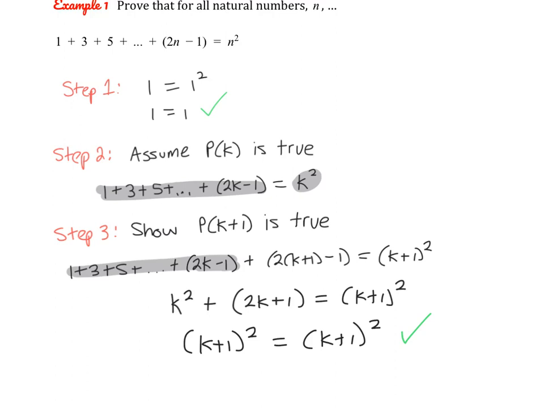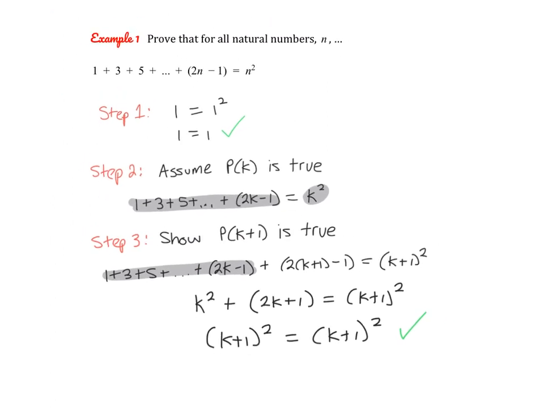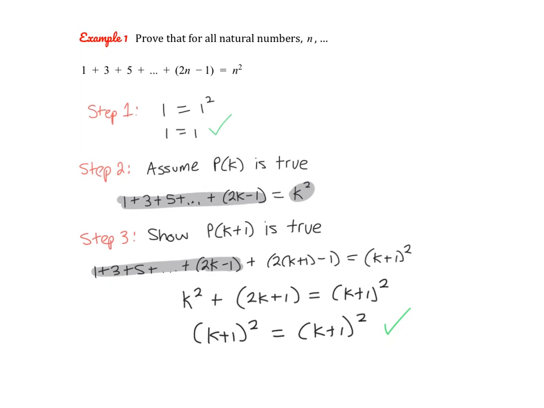So you can see that by using the induction hypothesis we stated in step 2, we were able to prove that P(k+1) is true in step 3. So since we've done all 3 steps in our mathematical induction process, we have just proven that this formula is true. So we are done.